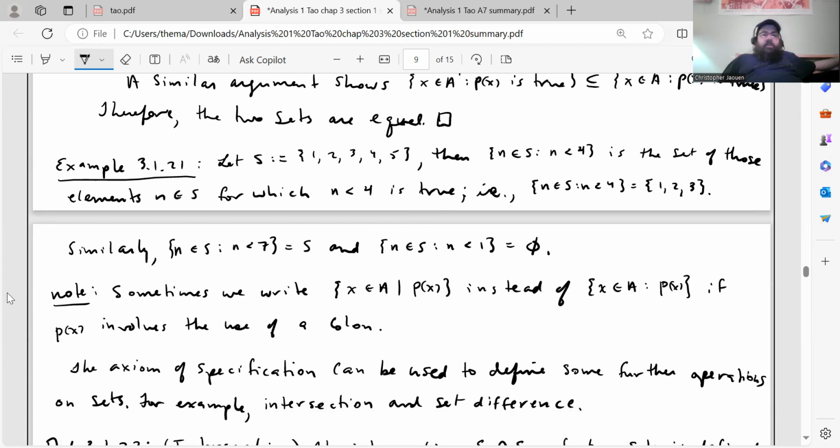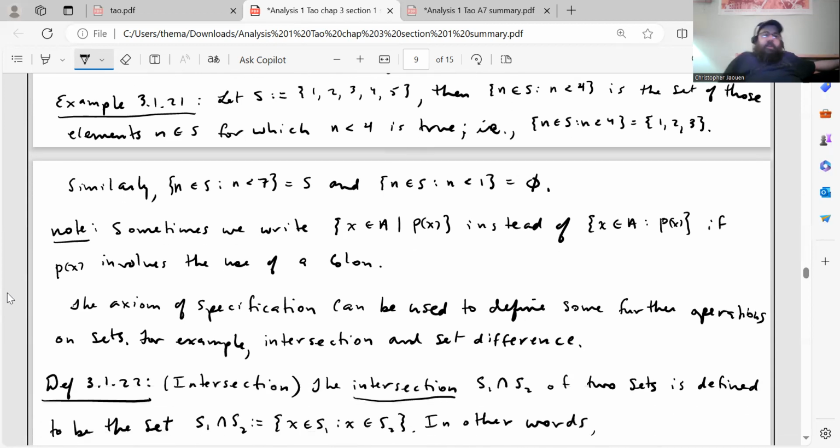Okay, here's another example that he gives. This is example 3.1.21. Let S be defined to be the set containing 1, 2, 3, 4, 5. Then the set of n in S such that n is less than 4 is the set of those elements n in S for which n is less than 4 is true. For example, the set of all n in S such that n is less than 4 is equal to the set containing 1, 2, and 3. Similarly, the set of all n in S such that n is less than 7 is equal to S, and the set of all n in S such that n is less than 1 is the empty set.